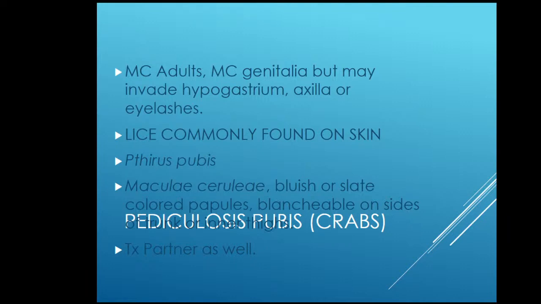Phtyrus pubis, this is the crab louse. It is smaller than Pediculus, smaller than head and body lice, and the size of the crab louse is near 1.5 millimeters. This parasite lives on hairs of the genitalia, eyelashes, eyebrows, mustache, and other parts of the body, but it doesn't live on hairs of the head. So all hairs except the head.